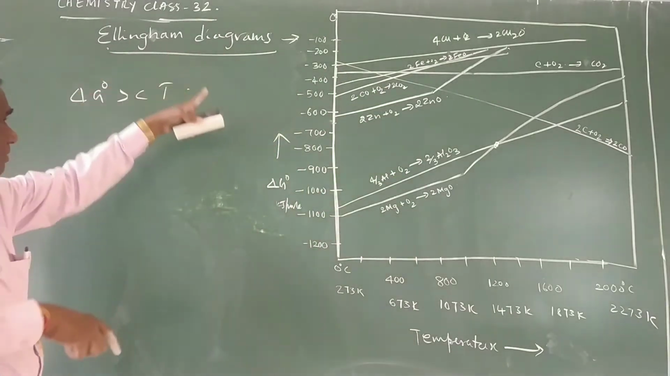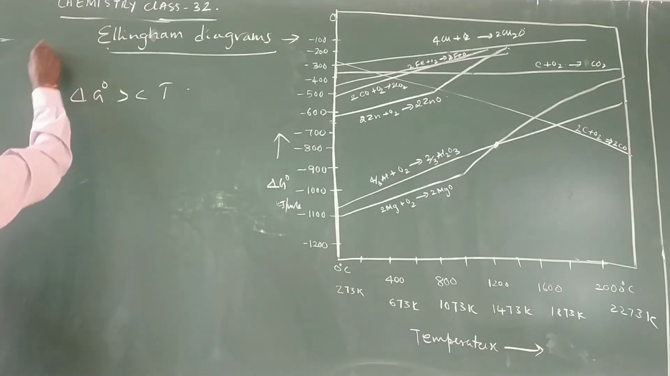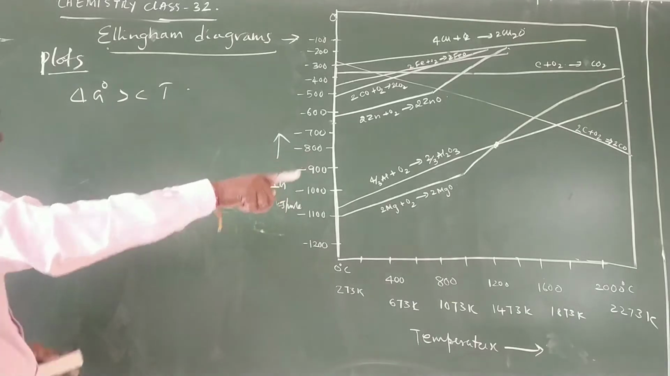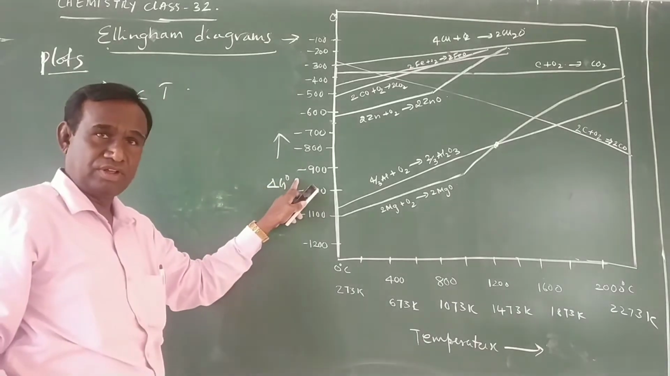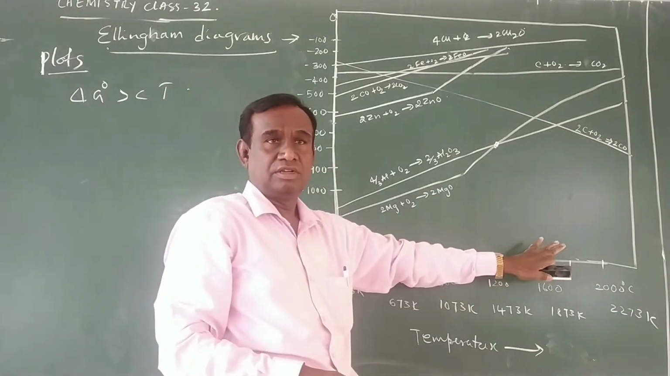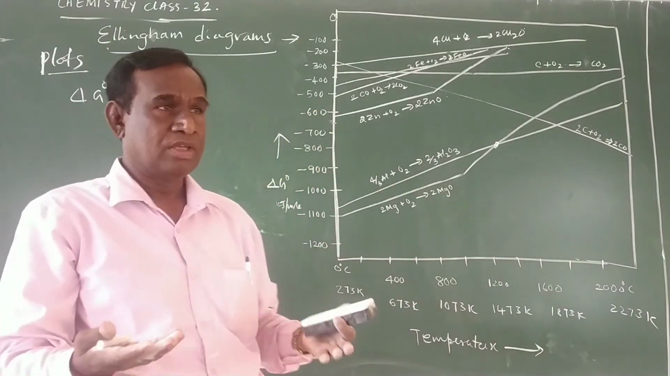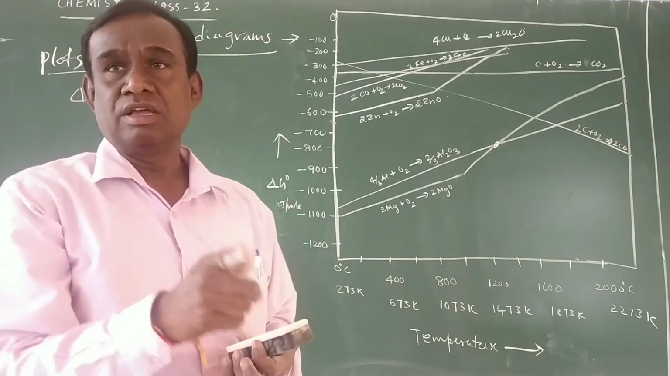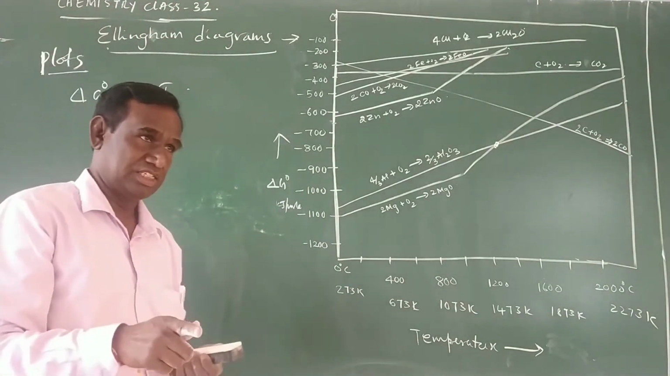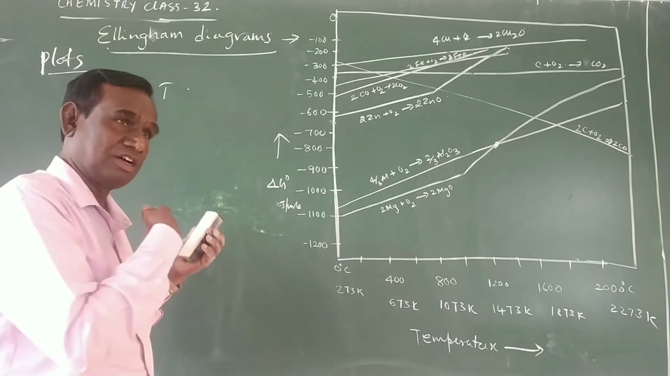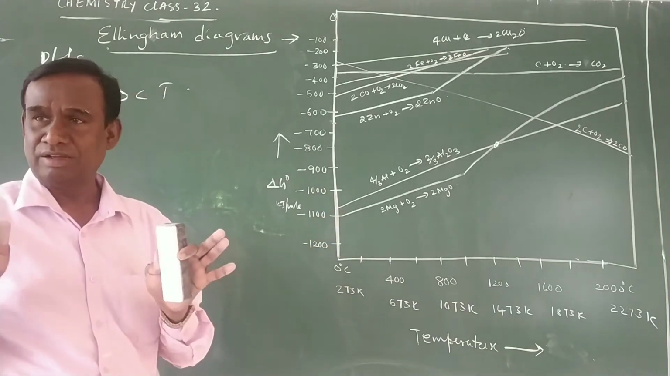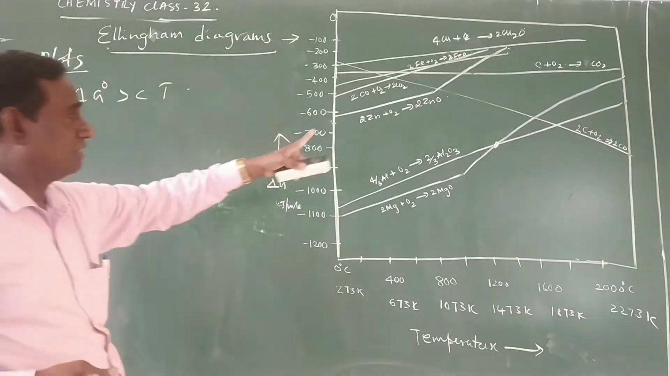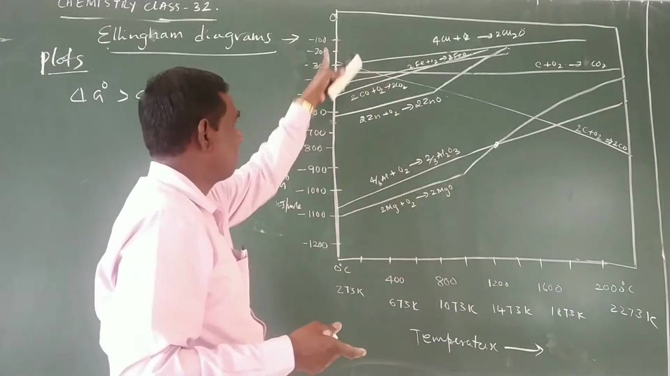Ellingham diagrams are nothing but the plots or the graphs which show the variation of delta G naught, the standard free energy change, with respect to temperature. So what is the use of this? By using the Ellingham diagram, we can select the reducing agent. We can choose the reducing agent for the reduction of metallic oxides into metal. For example, this is the definition and these are the Ellingham diagram plots.